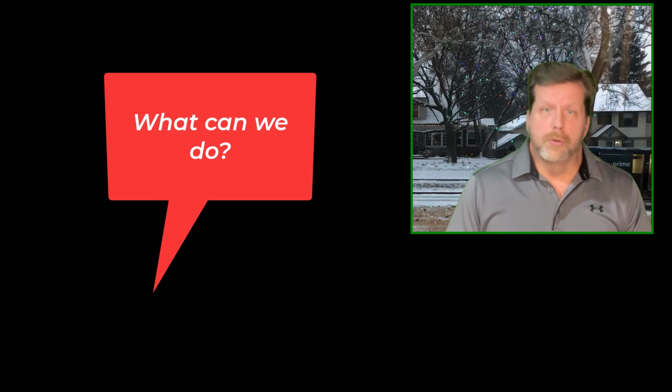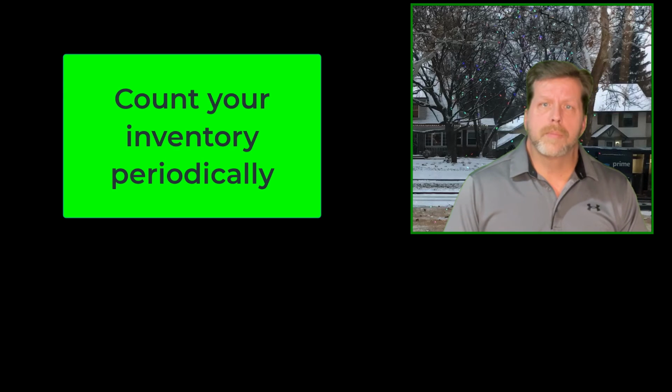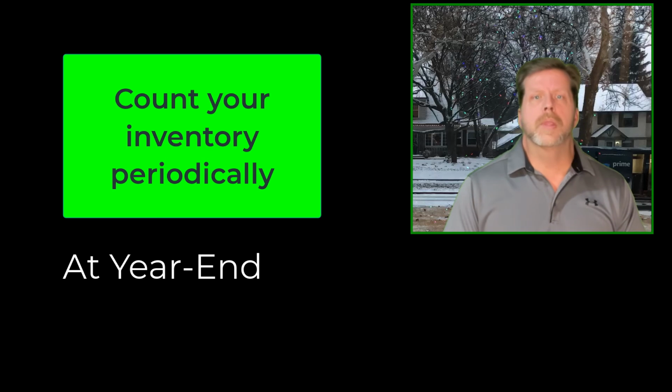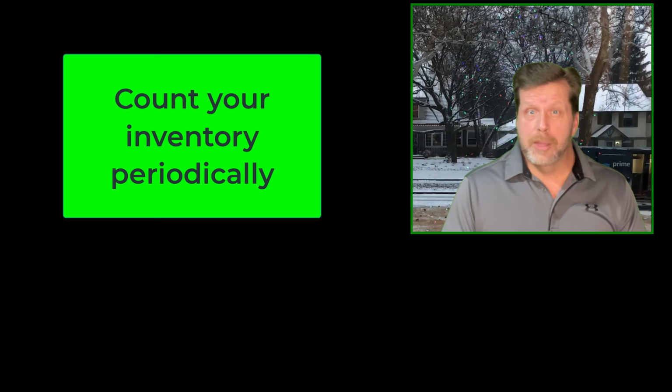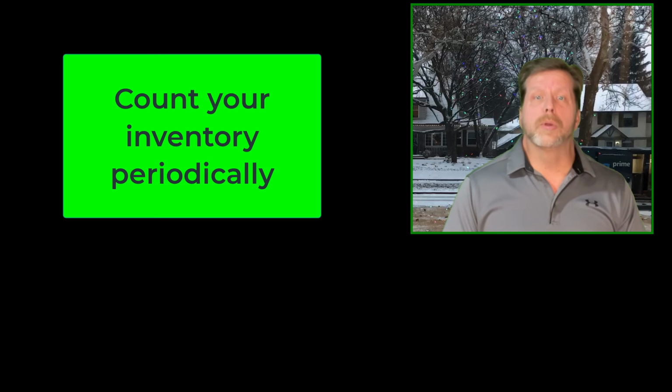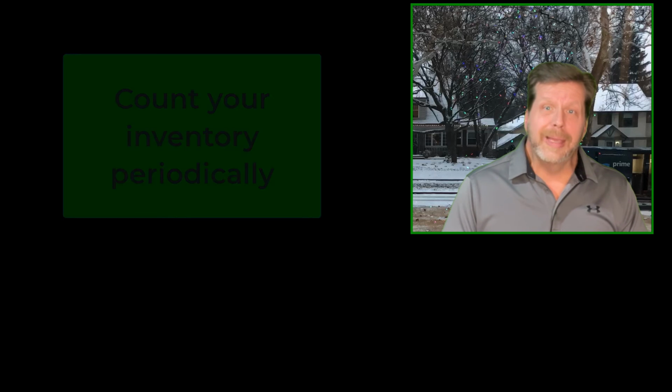How can you easily remedy this? Do periodic inventory counts, especially at year end. If you find it helpful, you can do it several times throughout the year, but at a minimum, you need to do it at year end. If you only do it at year end, your monthly reports may look goofy, but your year end numbers will be more accurate. When I say your monthly reports may look goofy, what I mean is this.